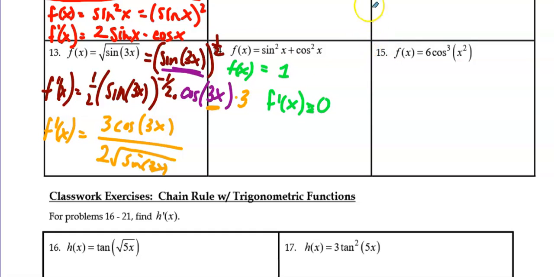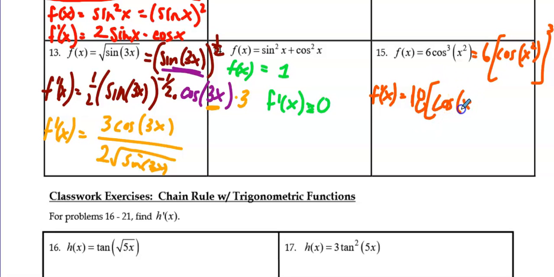For 15, this is going to be kind of in the same ballpark as what we're going on here. So we have this as 6, and then we have the cosine of x squared all raised to the 3rd power. Okay, so the 3 is just on the cosine of x squared. And so when I want to find this derivative, then I'm going to move the 3 down, and I'm going to get 18. All right, 6 times 3 is 18. And then I'm going to do cosine of x squared. So again, I'm leaving everything inside the parentheses alone to the 1 less power.